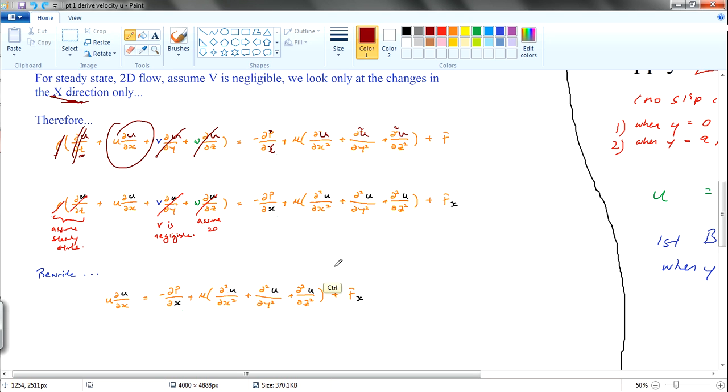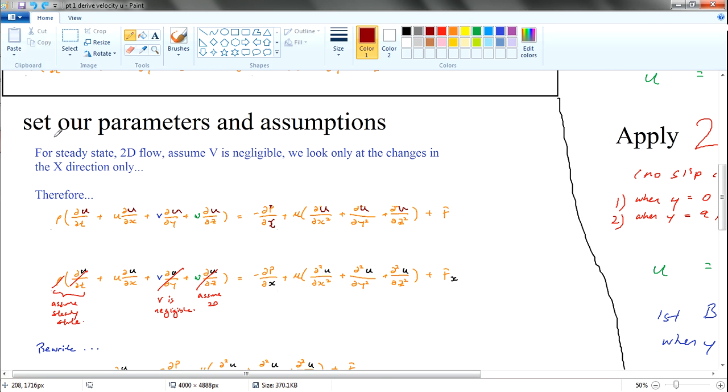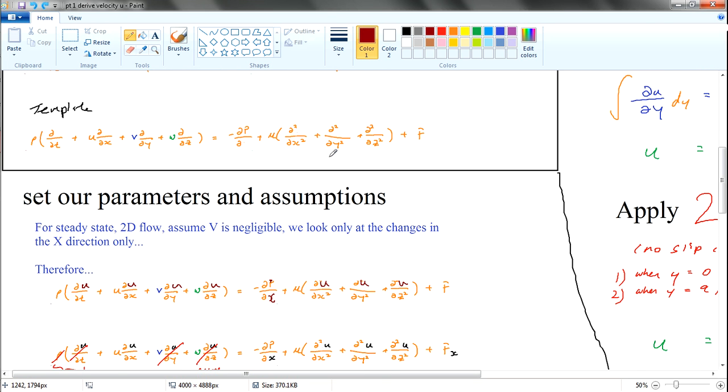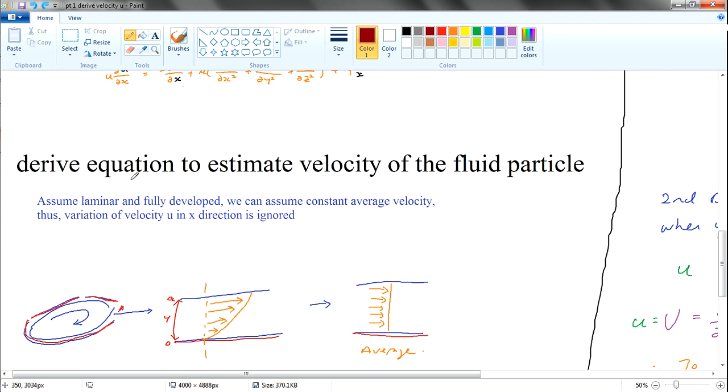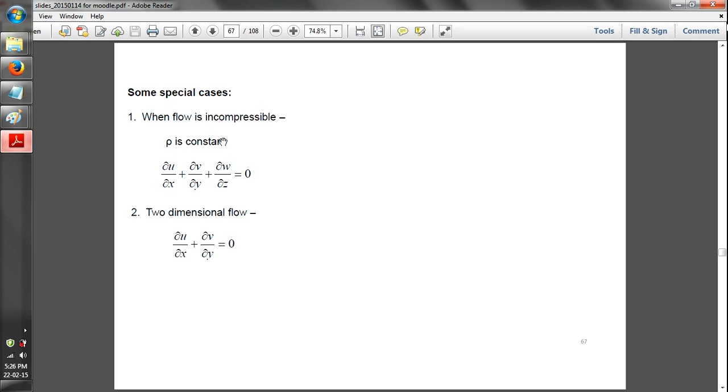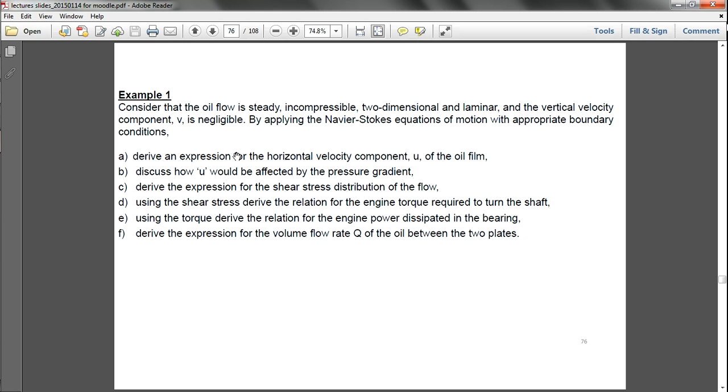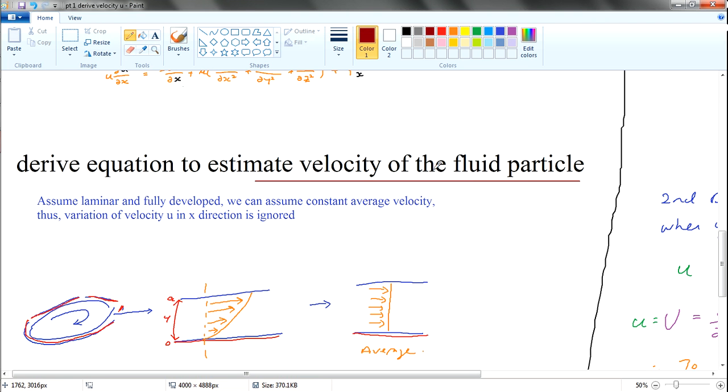I didn't touch anything about it. So with this said, we can set our parameters and assumptions. One question you may ask is why don't we derive an equation to estimate the velocity of the fluid particle, because this is what we need to do, right? The question asks to derive an expression for the horizontal velocity component u. So we need to derive a velocity component u, right?